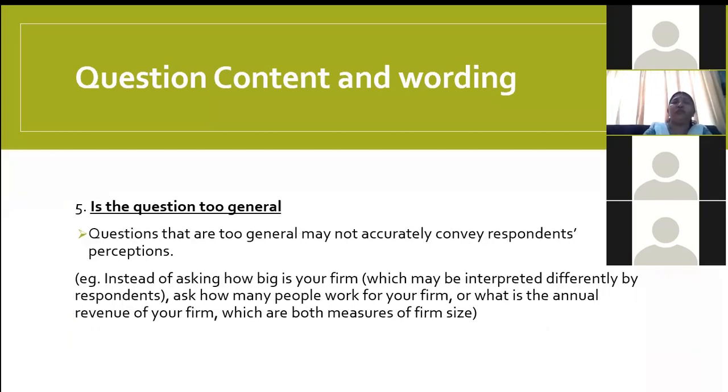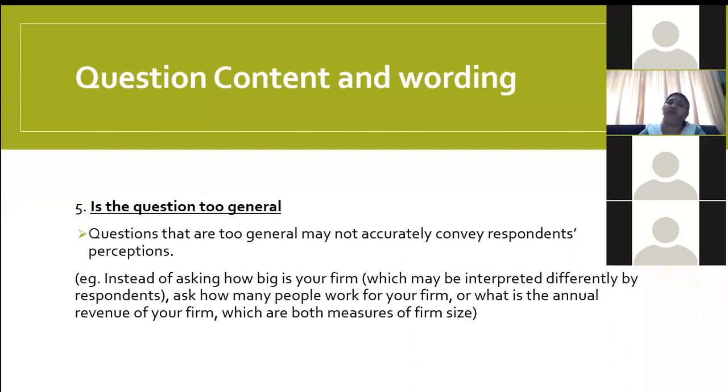Then, is the question too general? Questions that are too general may not accurately convey respondents' perceptions. You have to ask specific questions. For example, if you are asking, how big is your firm? That may be interpreted differently by different respondents. You have to ask the question specifically. Ask how many people work for your firm. So you will get an idea about the size of that firm.